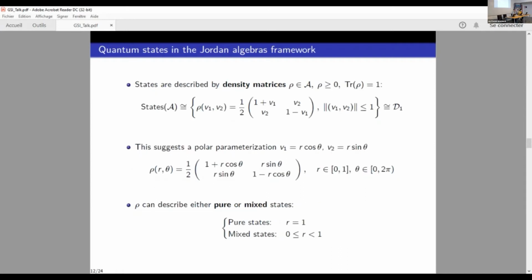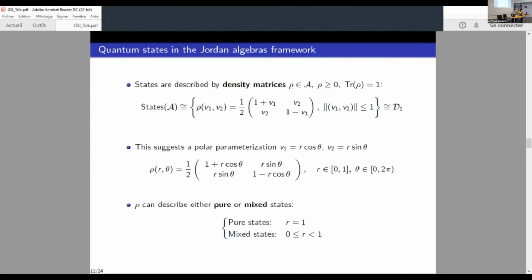First of all, of course, we have to define the states of our theory, and the states are described by density matrices, which are, of course, positive semi-definite matrices with trace 1. And the space of all states is parameterized like this. V1 and V2 are the components of a vector which belongs to the unit disk in R2. And this suggests a polar parametrization. And when we use the polar parametrization, we obtain this representation here of a density matrix.